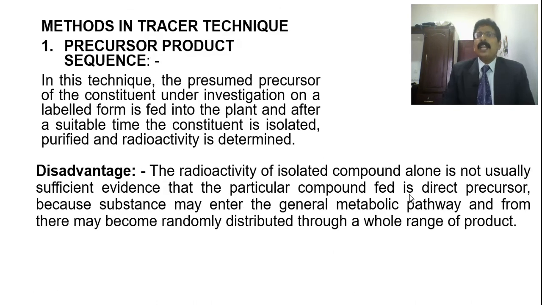Now there are many methods in the tracer technique. What are they? If you see the methods in tracer techniques, number 1: precursor product sequence. It is the initial one. In this technique, the presumed precursor. What do you mean by presumed precursor? A decided precursor with a labeled compound, the precursor for producing this compound.